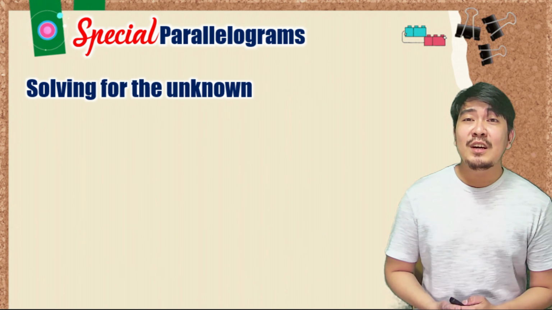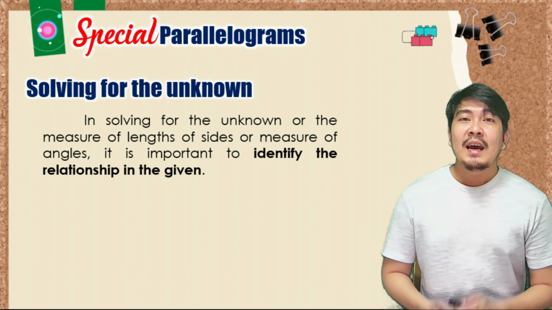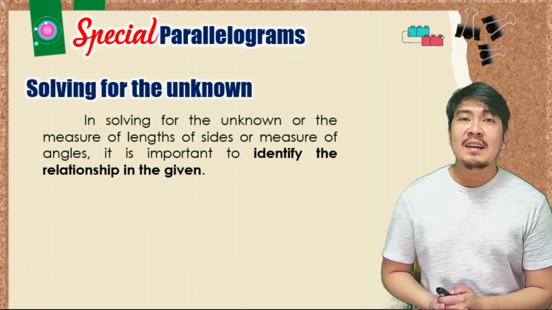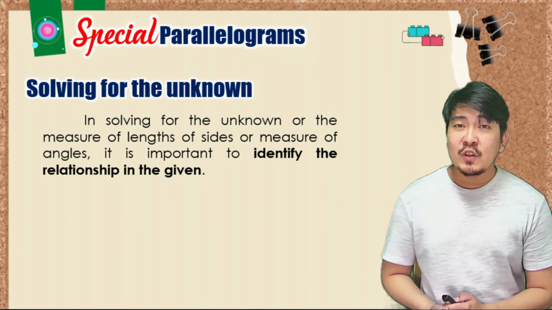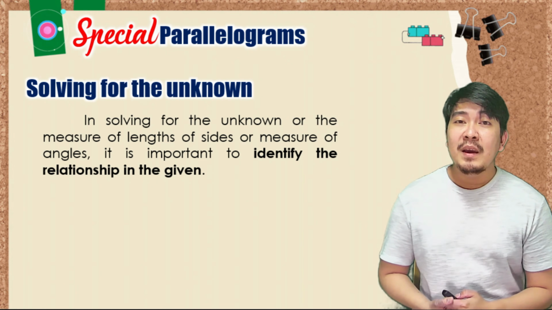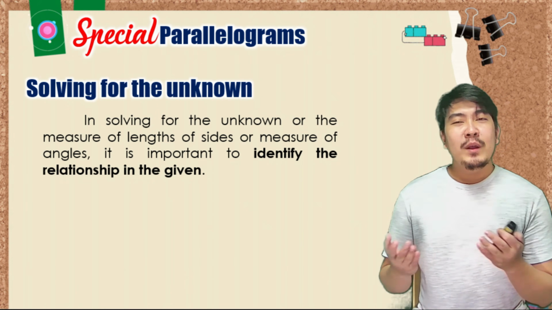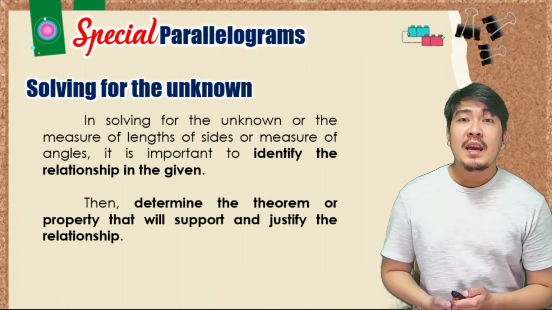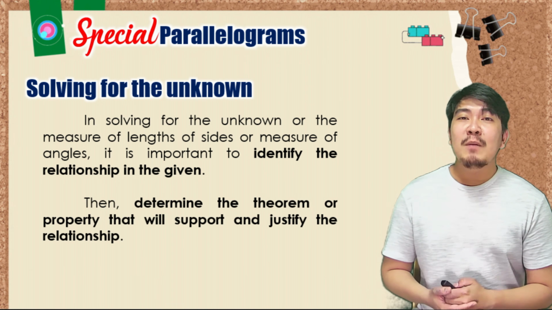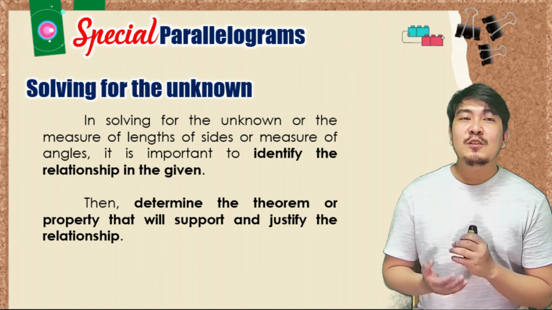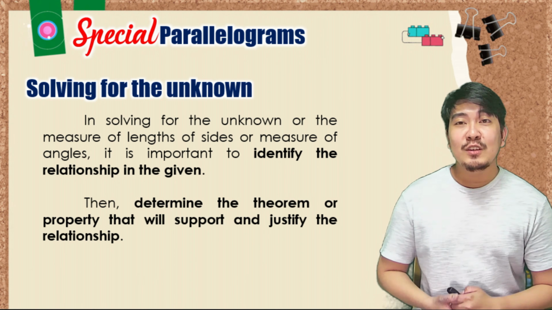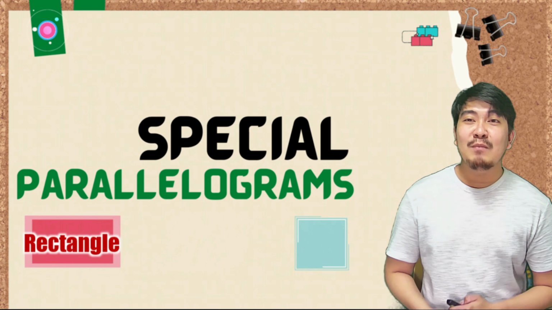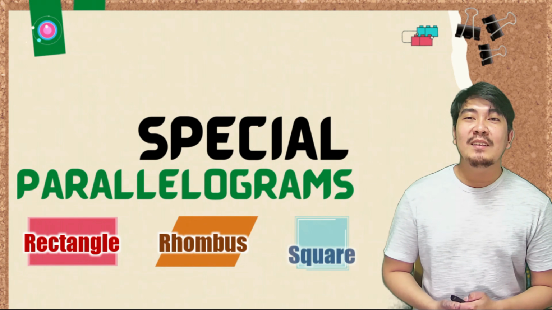Just a reminder, in solving for the unknown, or the measure of the lengths of the sides or measure of the angles, it is important first to identify the relationship in the given. Kung congruent ba sila, equal ba yung measure, supplementary ba, like that. And then, determine the theorem or property that will support and justify the relationship. So that is all for today about special parallelograms, rectangle, rhombus, and square.